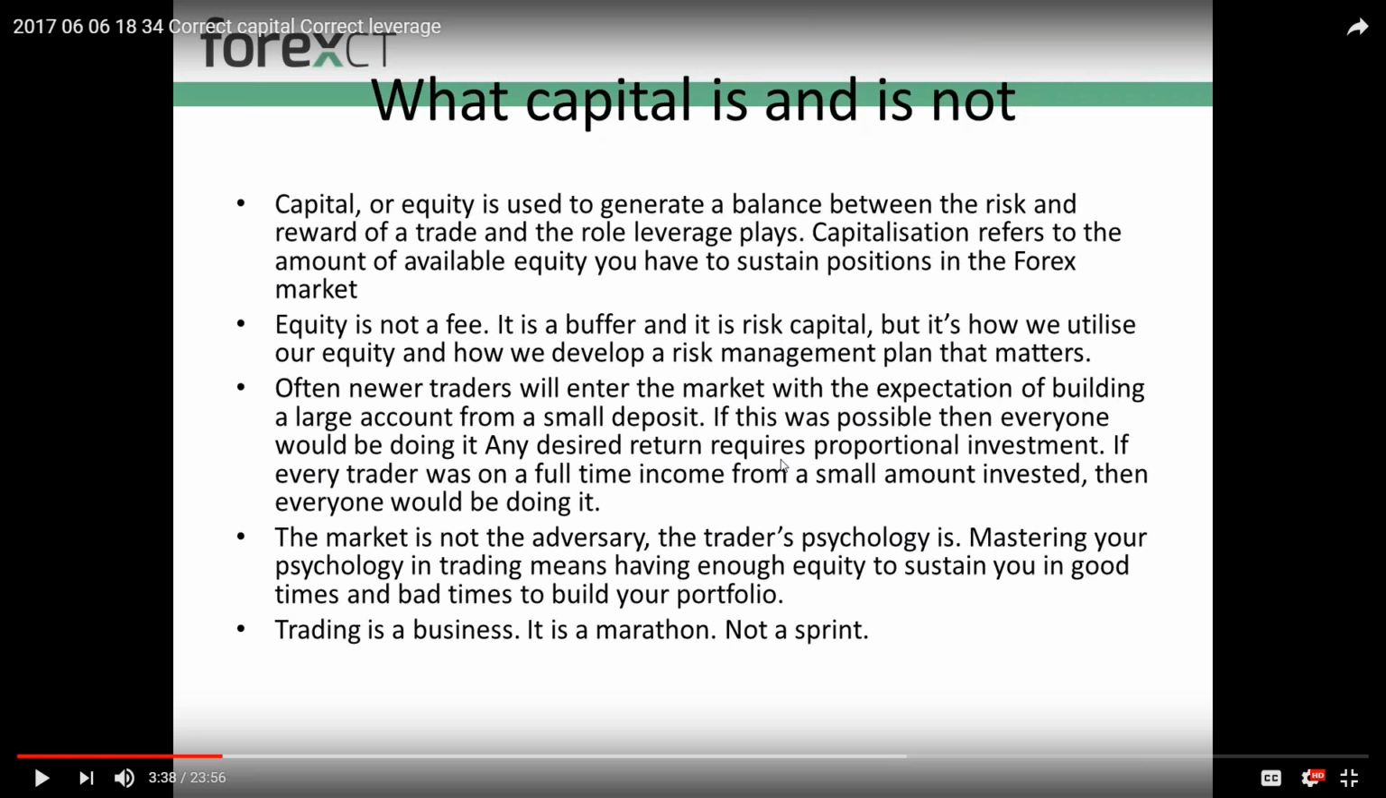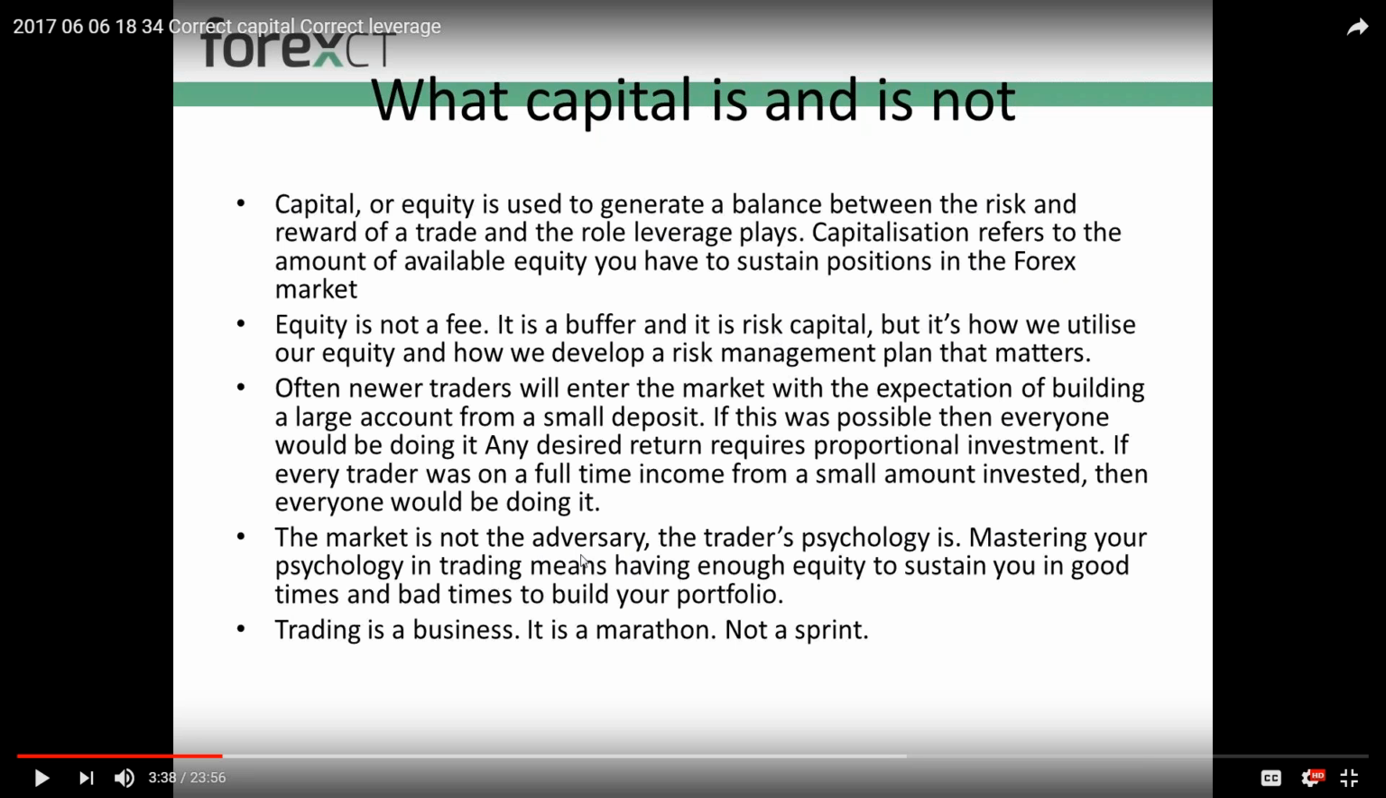Any desired return requires proportional investment. And if every trader was on a full-time income from a small amount invested, then everyone would be doing it. The market is not the adversary. Predicting market direction, in my opinion, is not the hardest part of trading. It's actually maintaining a positive trading psychology.